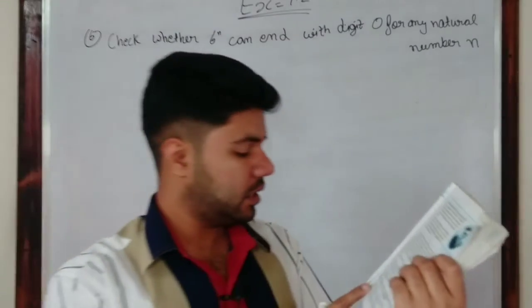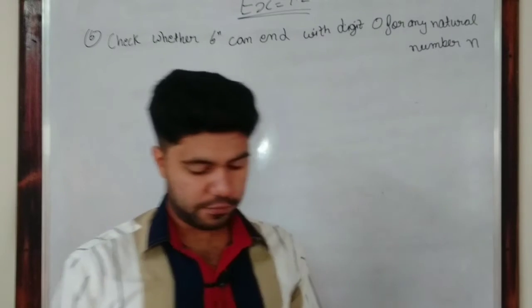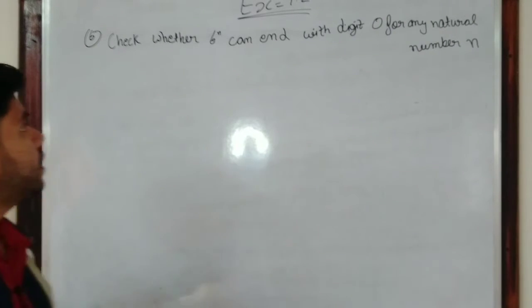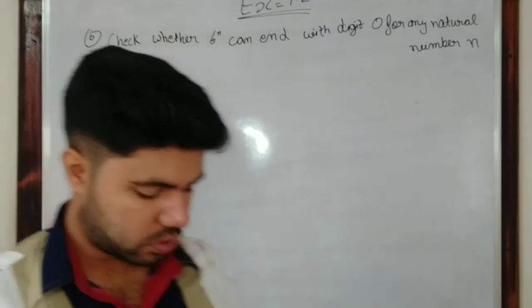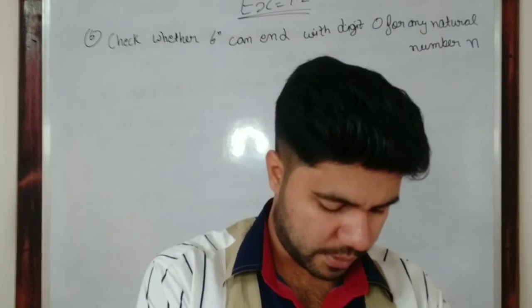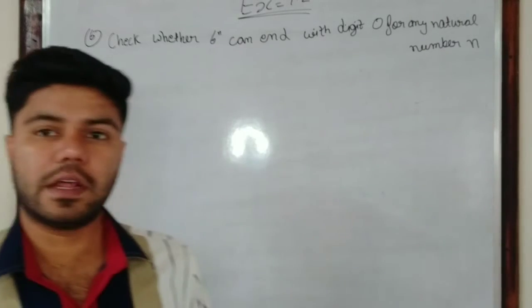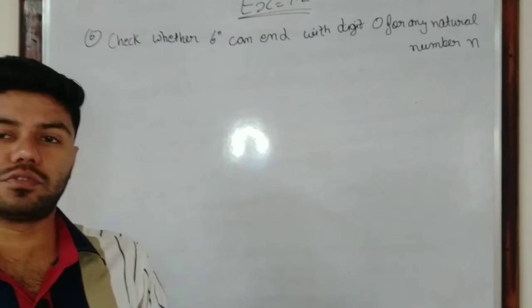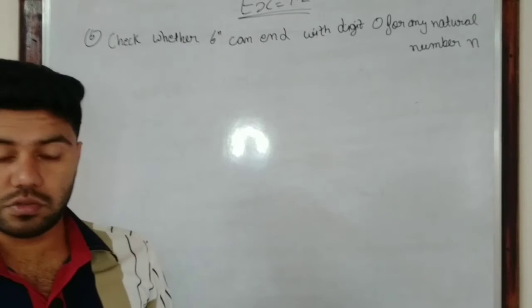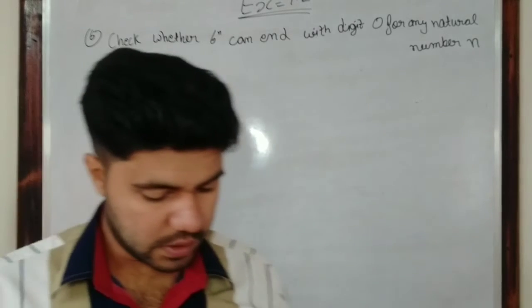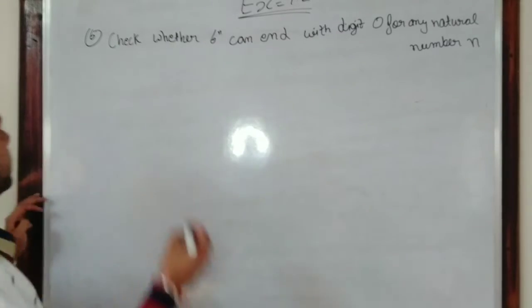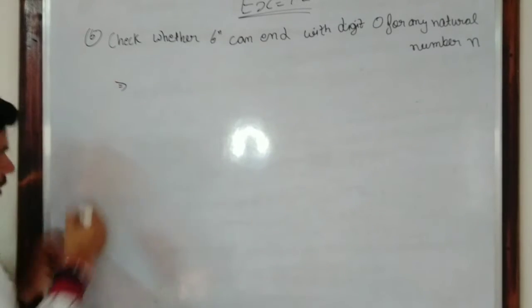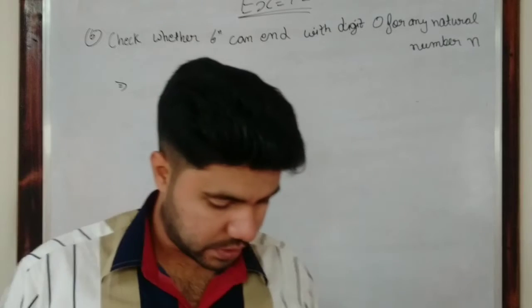Example number 5 says: check whether 4 raised to the power n can end with digit 0 for any natural number n. So this question can come in the exam in multiple ways: 4 raised to the power n, 6 raised to the power n, 7 raised to the power n, and so on. The answer will be the same, only the digits differ. So 6 raised to the power n. Let's write the answer.